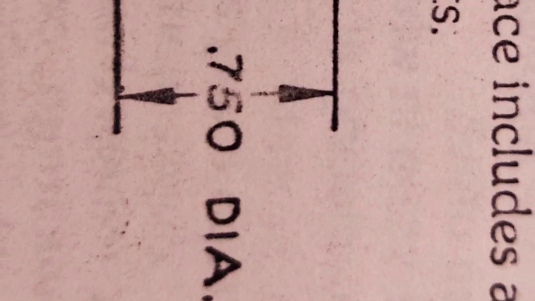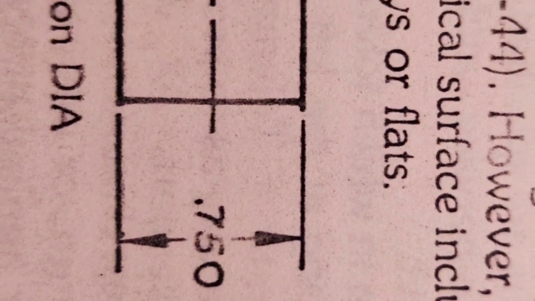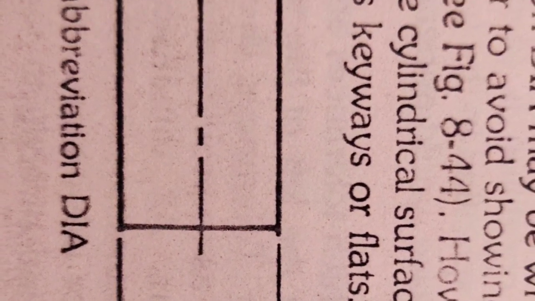Now number 32. The abbreviation DIA may be written after dimensions in order to avoid showing an end view of a cylindrical object, as shown in this figure. However, the end view must be drawn if the cylindrical surface includes any special features such as keyways or flats.